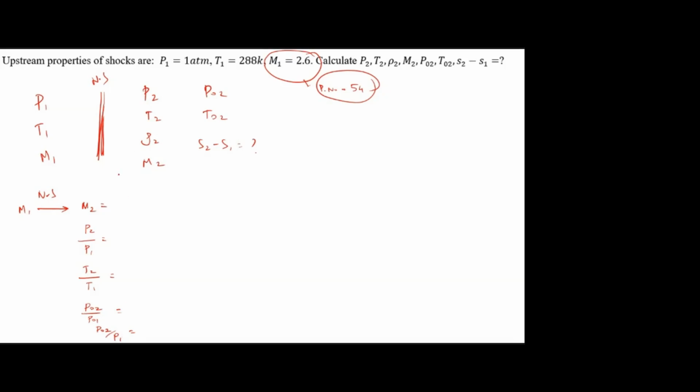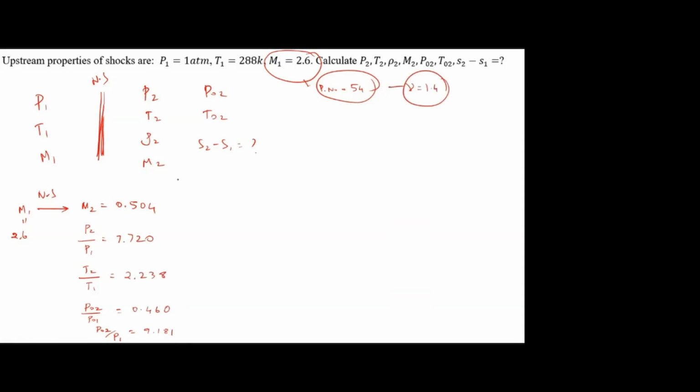What is the M2 value? 0.504. Okay, for M1 of 2.6, the normal shock converts that into 0.504. So like that we can get all these ratios. Can you tell other values also? Like that you can get all these values.